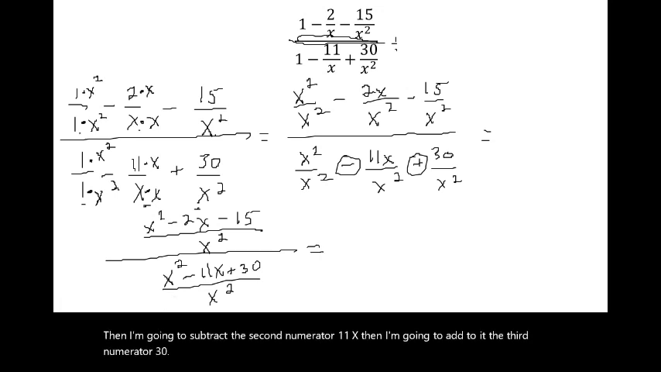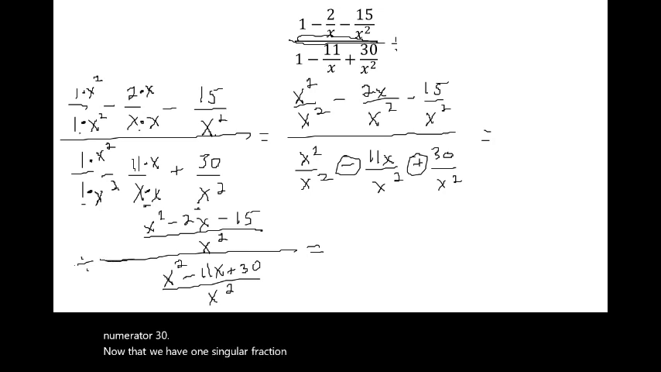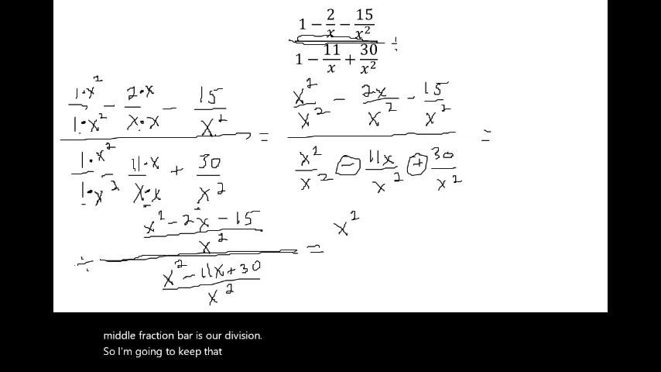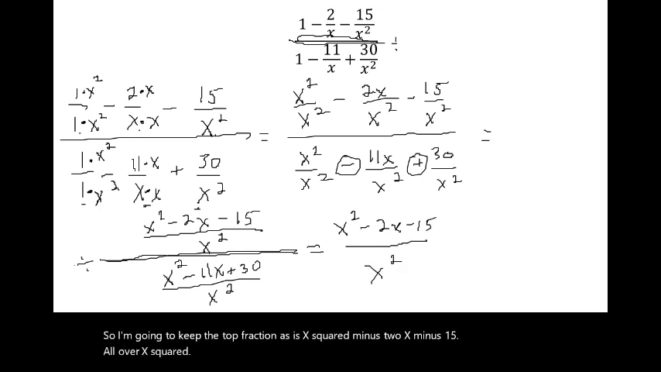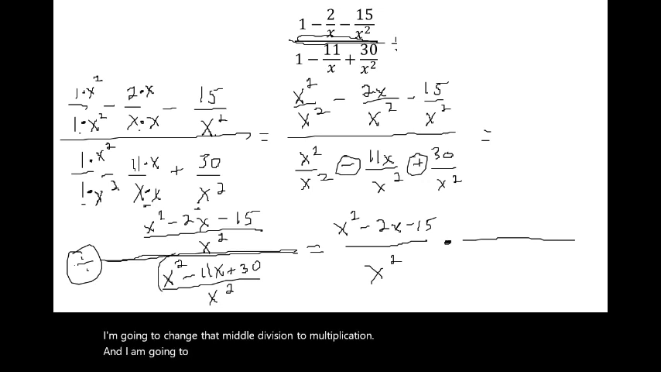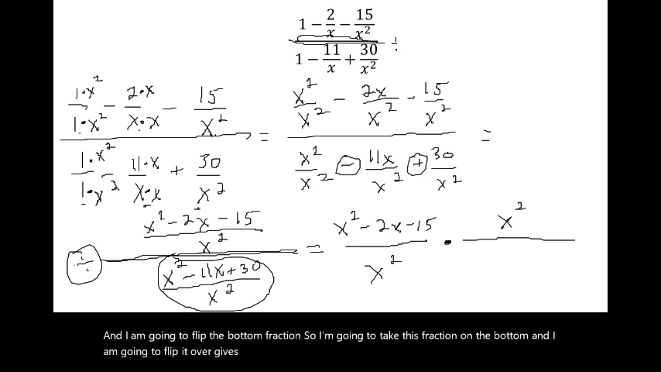Now that we have one singular fraction on top and one singular fraction on the bottom, that middle fraction bar is our division. So I'm going to keep the top fraction as is, x squared minus 2x minus 15, all over x squared. I'm going to change that middle division to multiplication, and I am going to flip the bottom fraction. It gives us x squared all over x squared minus 11x plus 30.